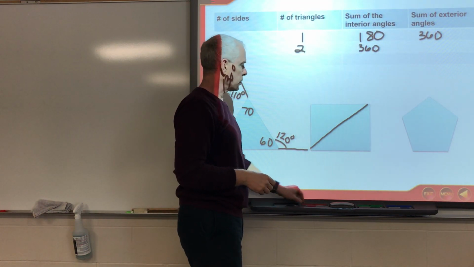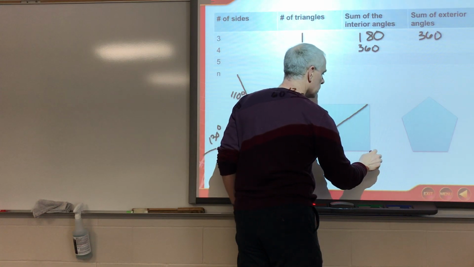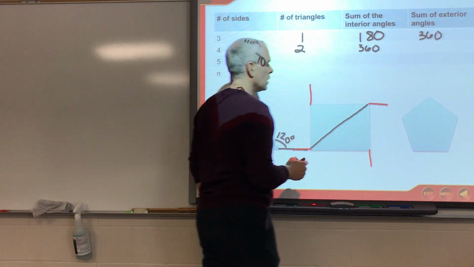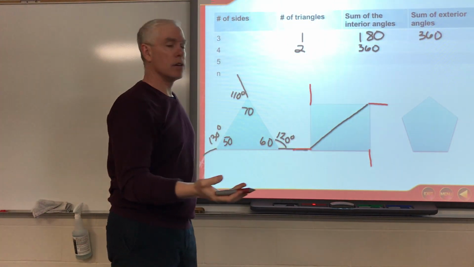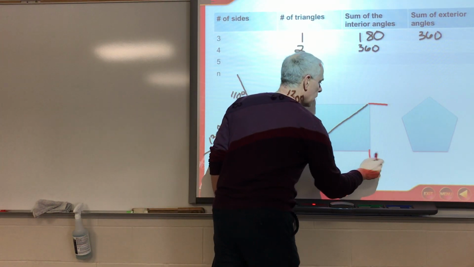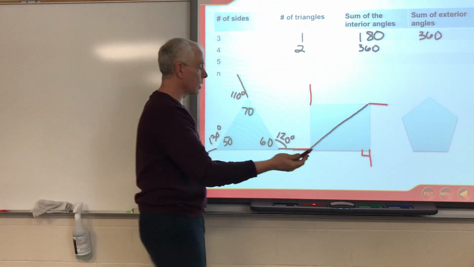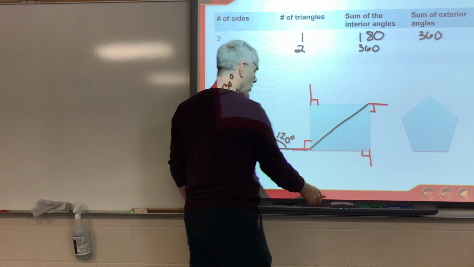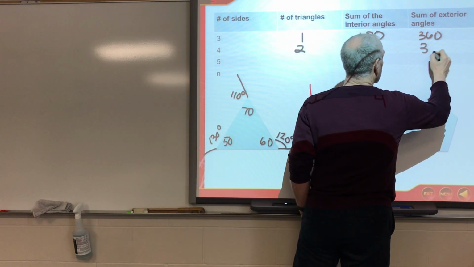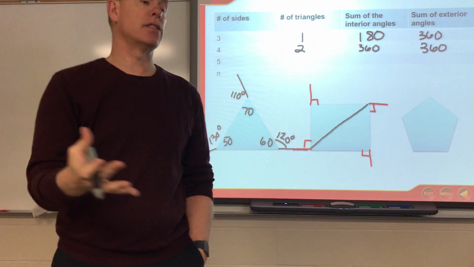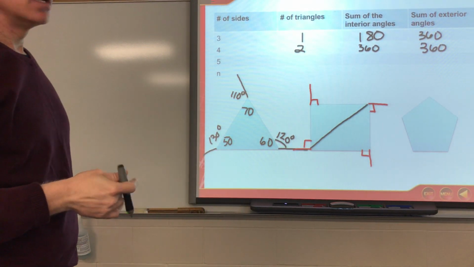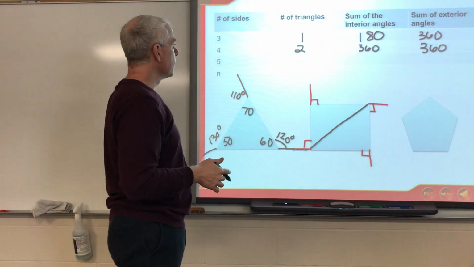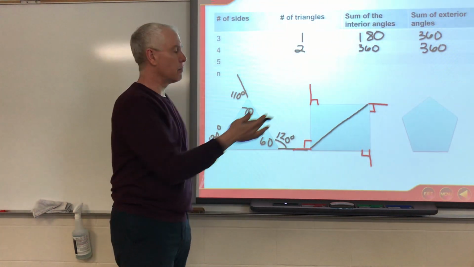What about the exterior angles? Well, let's go ahead and create our exterior angles here. Because I gave you a rectangle, all of the interior angles were 90. So all of our exterior angles, being supplementary with the interior angles, 180 minus 90 is 90. And so if all of these are 90, 90 times 4 is 360 degrees for the sum of the exterior angles as well. That looks like maybe that'll be the case for all of them, and we're going to have to investigate a little bit more. Okay? Let's take a look at our 5-sided figure, our pentagon.